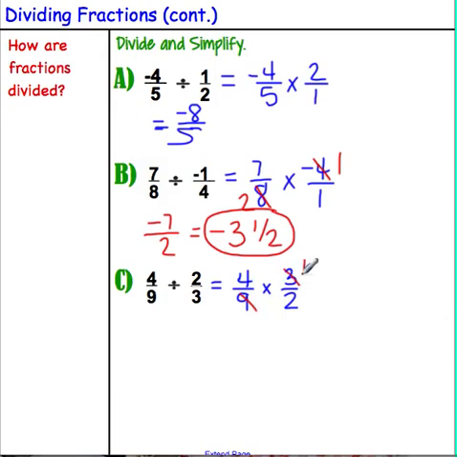Now in this problem, I see that 9 and 3 have a common factor of 3. 3 divided by 3 is 1. 9 divided by 3 is 3. Likewise, 4 and 2 have a common factor of 2. 2 divided by 2 is 1. 4 divided by 2 is 2.